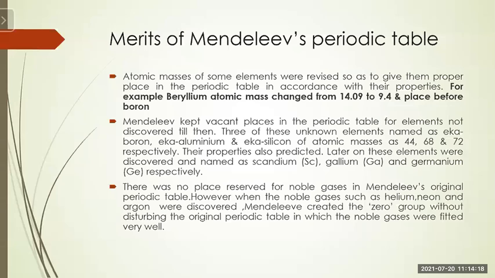You can see that the atomic masses of some elements were revised so as to give them a proper place in the periodic table, in accordance with their properties. For example, the atomic mass of beryllium was changed from 14.09 to 9.4, and it was placed before boron. So this is what he has done: he revised the atomic mass of some of the elements. You can see it in the periodic table.